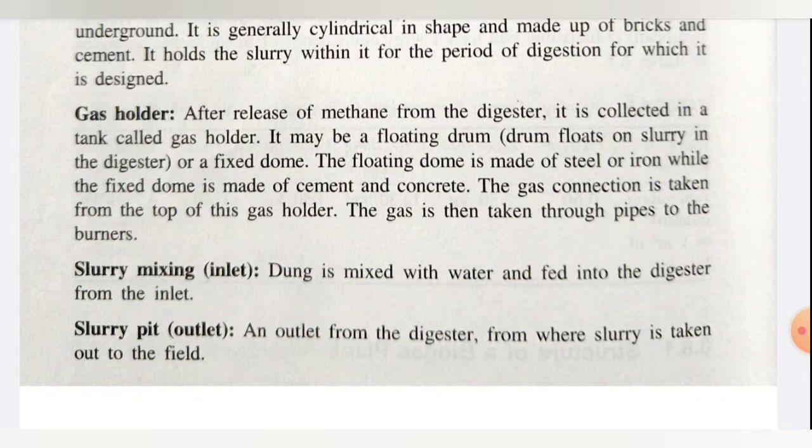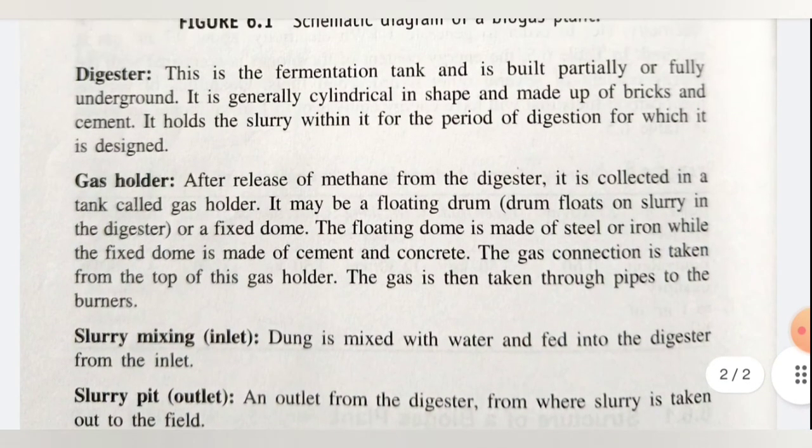Then for the outlet, the slurry pit is there. It is an outlet from the digester, from where the slurry is taken out to the field. Slurry pit means the slurry from which biogas has been removed, and that remaining slurry is a nutrient, a fertilizer for farming purposes. So that is the slurry pit, that is the outlet.